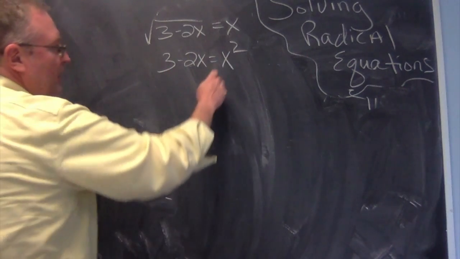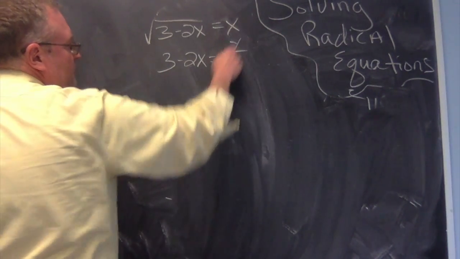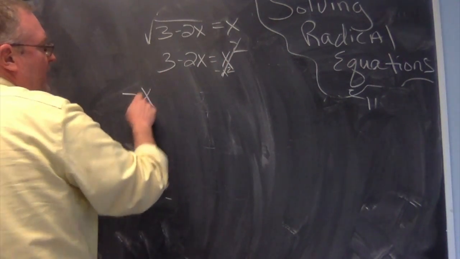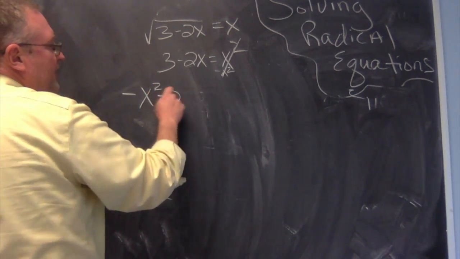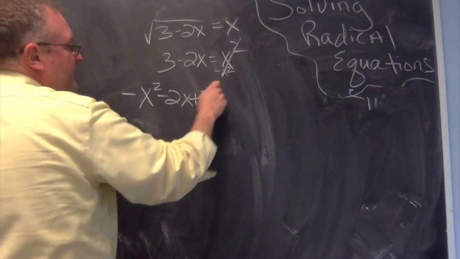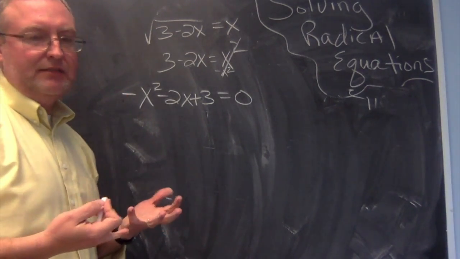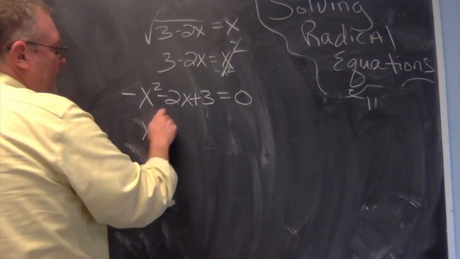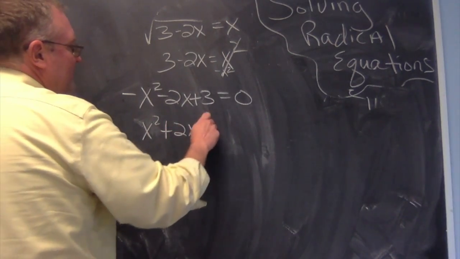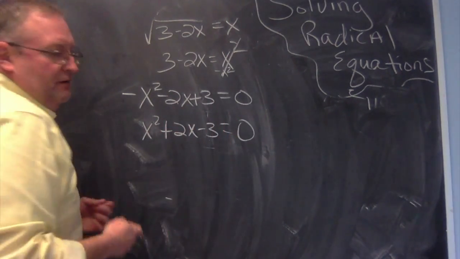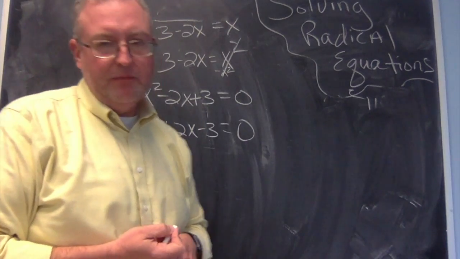So I subtract x squared, and then I have negative x squared. I'm going to put it in order now. Negative 2x plus 3 equals 0. I don't want that negative, so I'm going to change all the signs, which gives me x squared plus 2x minus 3 equals 0. And that kind of catches up to where we are.